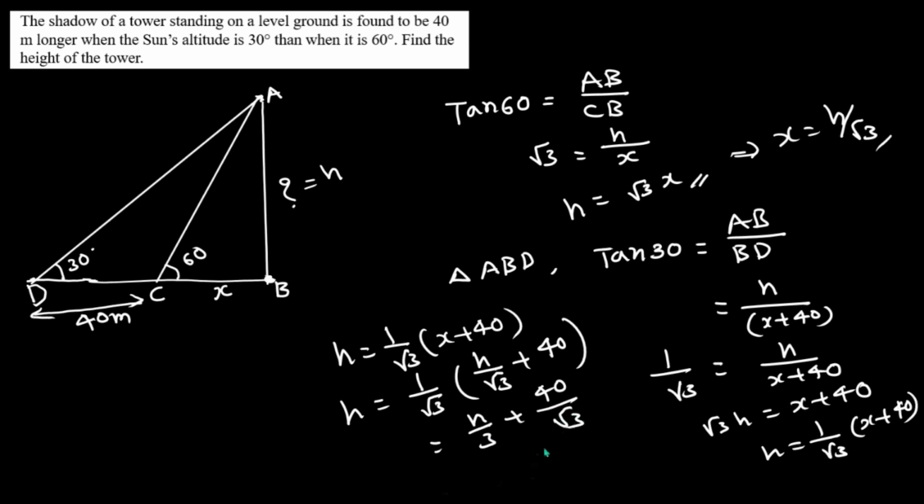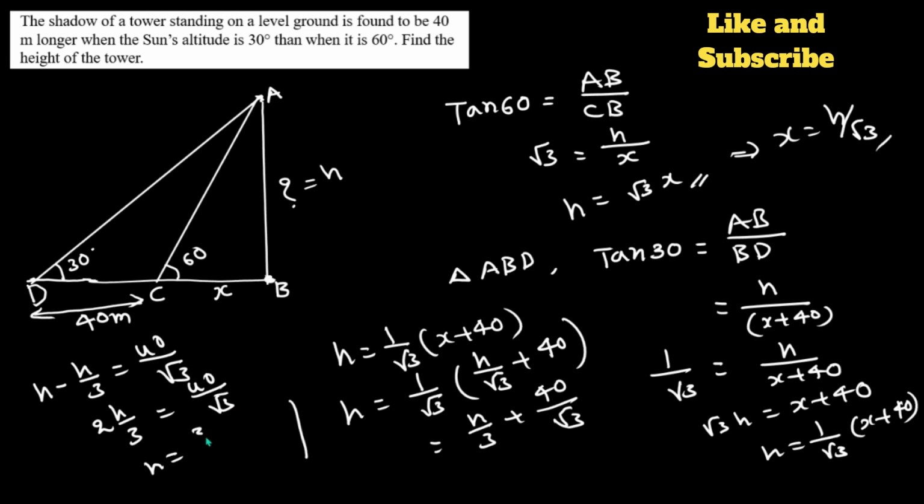So, bring the left side H by 3. I'm rewriting here. If you bring the left side of this one, H minus H by 3 is equal to 40 by root 3. Okay, then if we just take the LCM here, 3, we will get 3H minus H, which is 2H by 3, is equal to 40 by root 3. Okay, so H is equal to 3 by 2 into 40 by root 3.